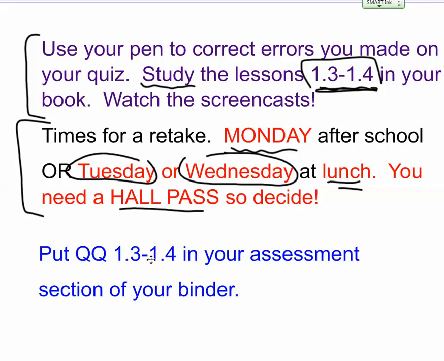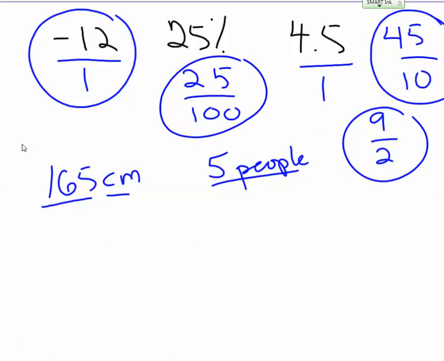And then you had to put that quick quiz in your assessment section of your binder. Remember, you need to give me that original quiz back and prove to me you know how to do those problems before you do the retake. All right, and we actually went over those problems. So on that quick quiz 2, these were the answers to number 1, A, B, and C.